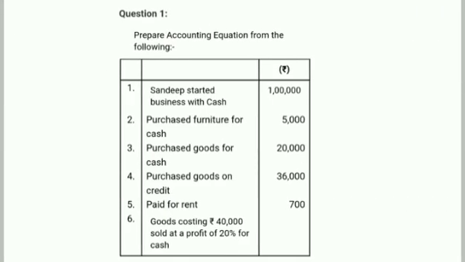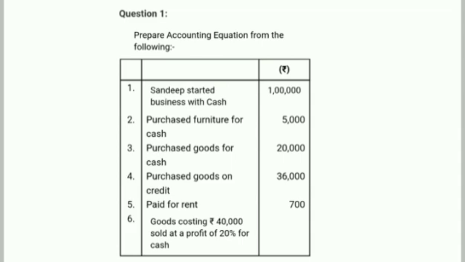So in question number 1 you have been given 6 points. First is business started with cash. Now in this point your cash is coming into the business and capital is increasing. Then you have purchased furniture, that means furniture is coming but cash is going. Then we have purchased goods on cash, cash is again going but we are getting goods.